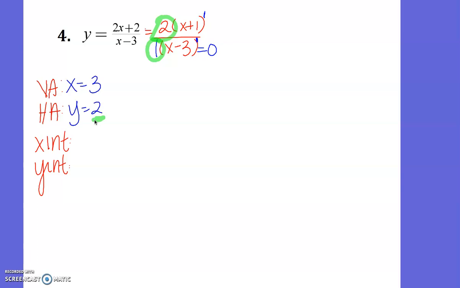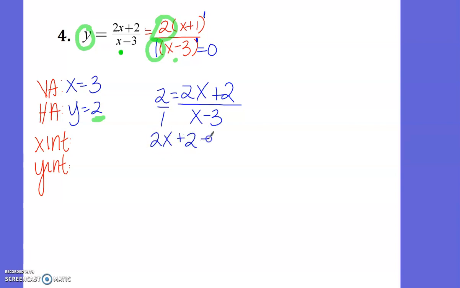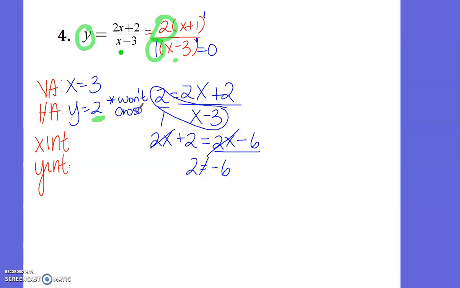So how do we do this? This is y equals 2. So I'm going to set y equal to 2. And we can use either equation here. I'll go ahead and use this one right here. I'm going to cross multiply here, and I'm trying to solve for x. So when I multiply this way, these cancel out. I'm left with 2 equals -6, which is not a true statement. So you won't cross the horizontal, because that's not a true statement. So we couldn't find an x value where it would cross.